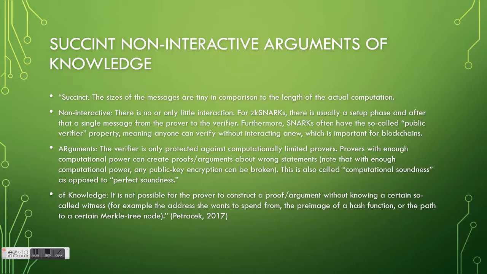And lastly, of knowledge. It is not possible for the prover to construct a proof or argument without knowing a certain so-called witness. For example, the address he or she wants to spend from, the preimage of a hash function, or the path of a certain Merkle tree node.